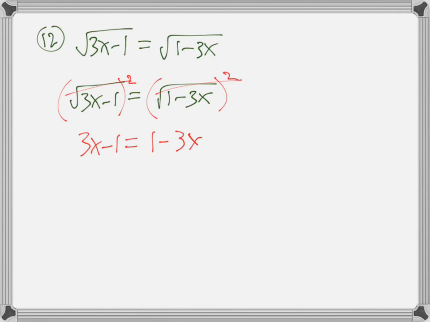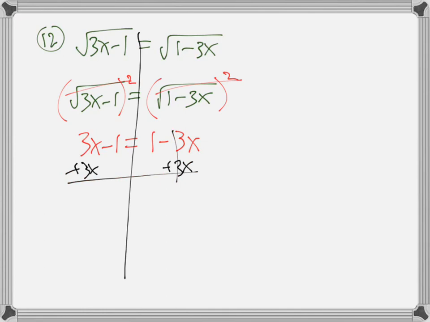Just drop it to the other side. 6x equals 2. X equals 2 sixths. X equals 1/3. And then check the answer. So what do you do when you've got x's on opposite sides? Yeah, get rid of one. Do the opposite of one of them, huh?